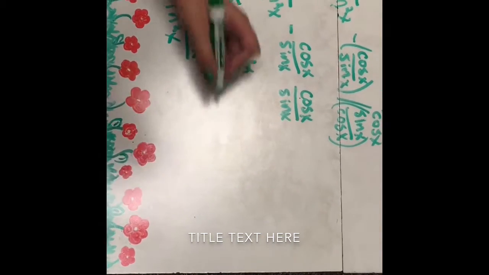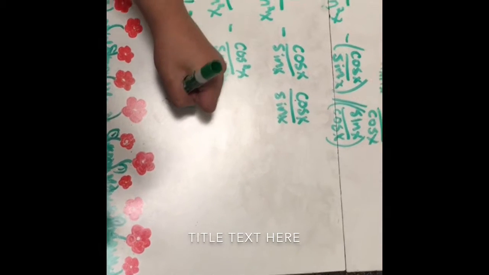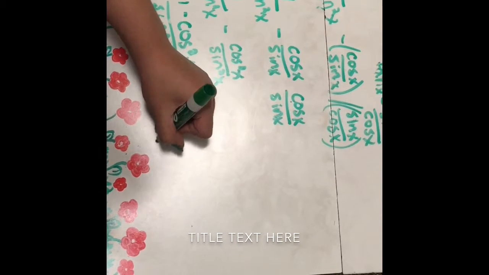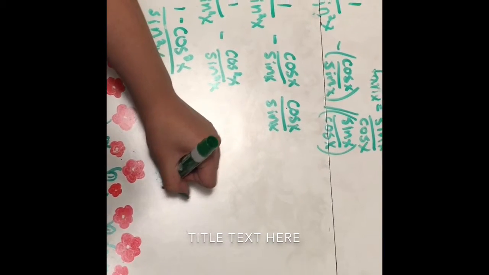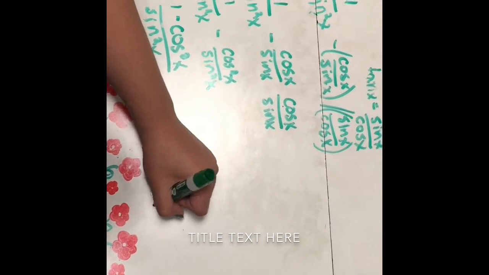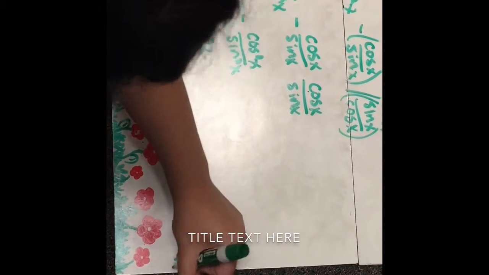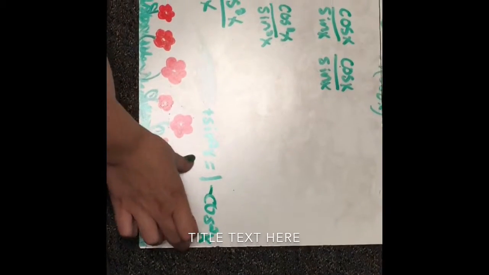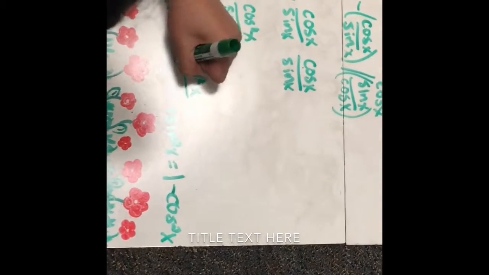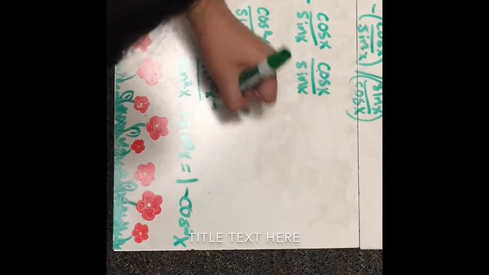Then for 1 minus cosine squared x, I can use the Pythagorean identity: cosine squared x plus sine squared x equals 1. If I subtract cosine squared x from both sides, it shows that 1 minus cosine squared x equals sine squared x. So I can change this to sine squared x over sine squared x, which equals 1.